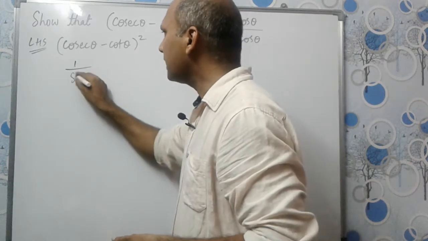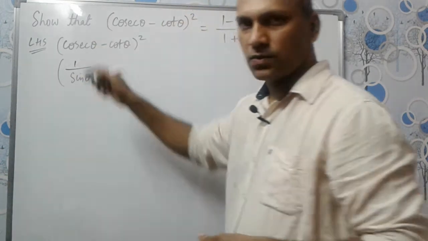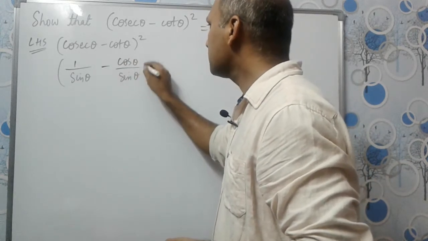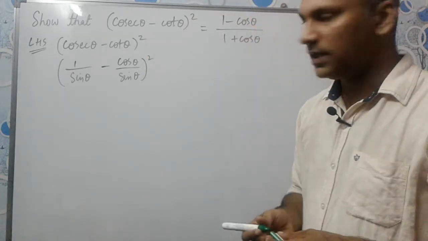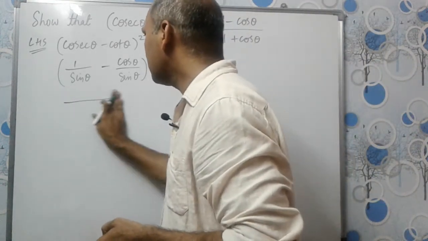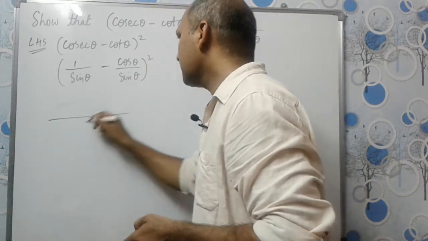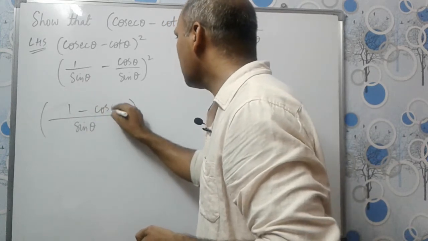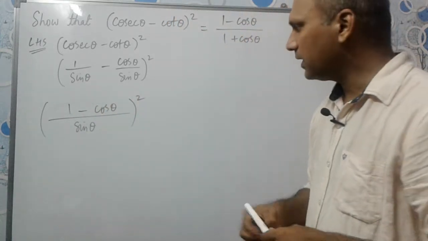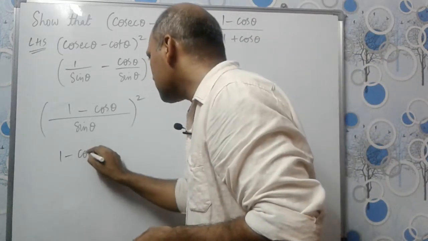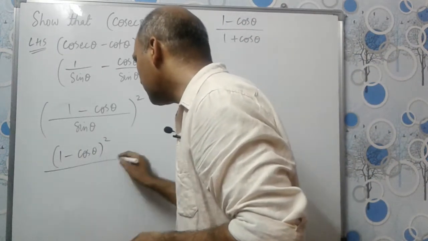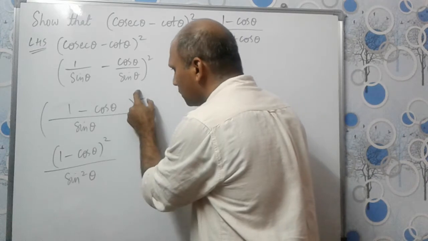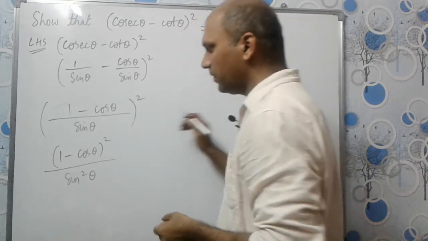Cosecant minus cot whole square. Can we write cosecant as 1 by sine theta? Yes, cosecant is 1 by sine, minus cot, cos by sine, whole square. Don't forget the square. The denominators are the same, sine and sine, so we can write it one time, and here 1 minus cos. So this is (1 minus cos) whole square divided by sine square theta, because the square is for the numerator and for the denominator. We wrote it like this.